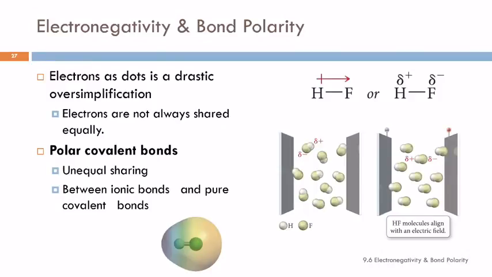Electronegativity and bond polarity. We've talked about electron affinity, and it's easy to get that confused with electronegativity. So we're going to explain electronegativity now.